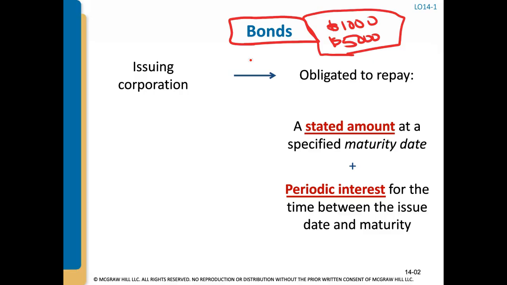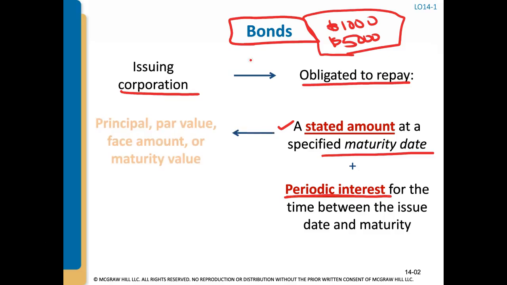So the issuing corporation, which is the corporation that's selling the bond, sells a bond out to the public, and they're obligated to repay two amounts. One is the stated amount, which is the face value of the bond at a specified maturity date sometime in the future, and some periodic interest payments that are stated on the bond.